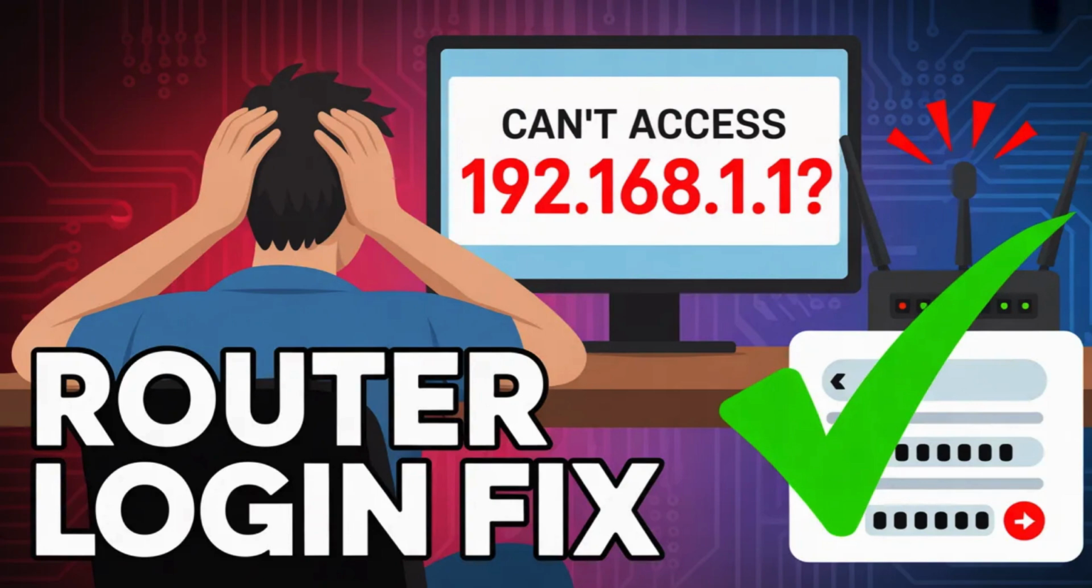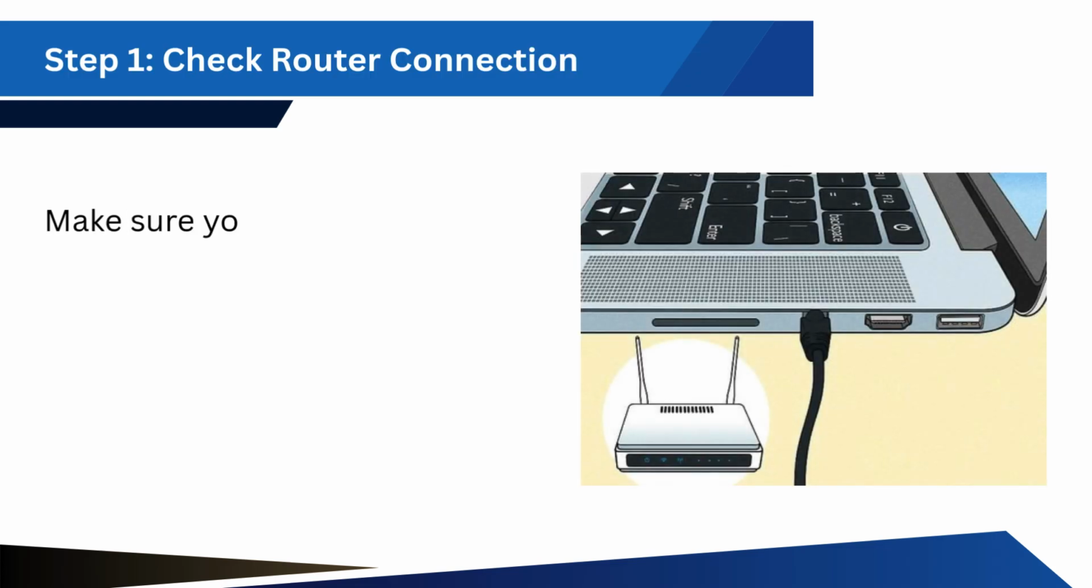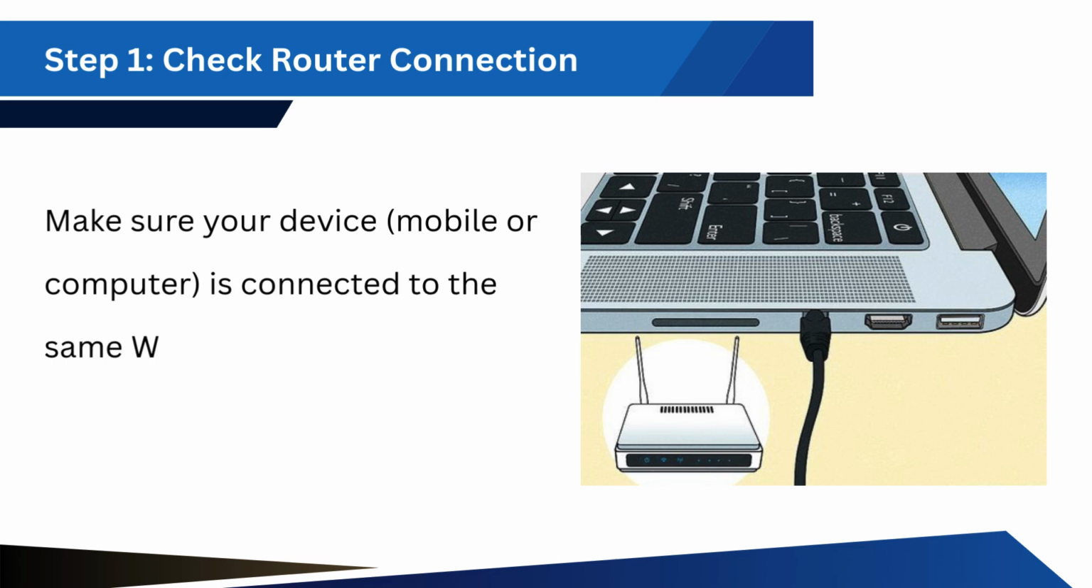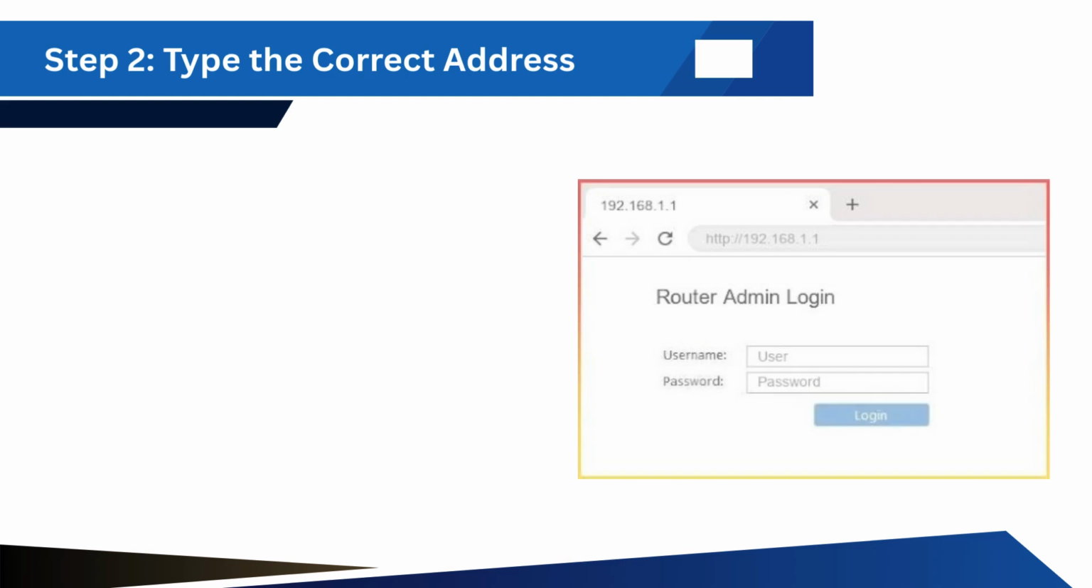Can't access 192.168.1.1? Router admin login and password fix. Step 1. Check router connection. Make sure your device, mobile or computer, is connected to the same Wi-Fi network or directly to the router using a LAN cable.